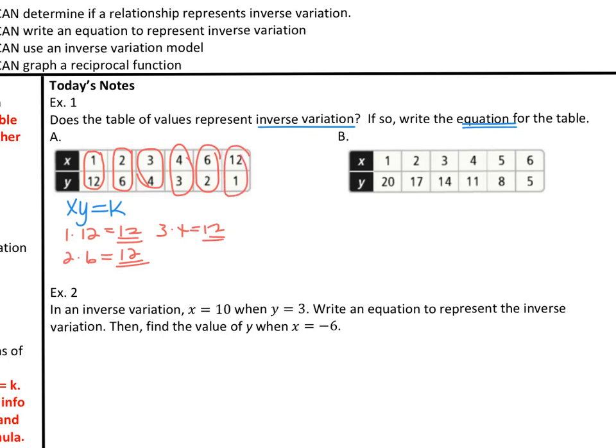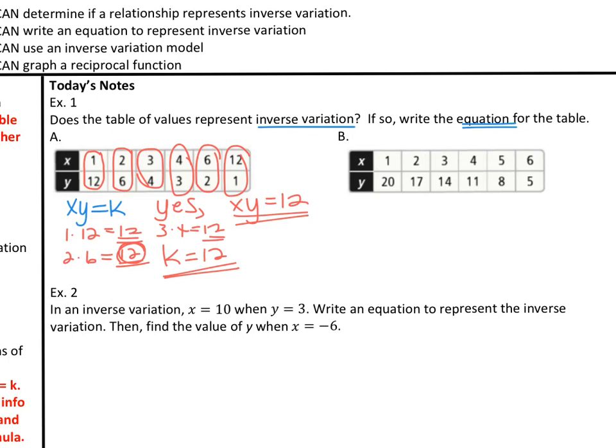Since the constant remained the same for all of their products, this does in fact represent inverse variation. So we would say yes. The constant is that product each time, so k equals 12. Therefore, the equation would be x times y, the product of the two variables, always is equal to that constant of 12. And that's how you can determine inverse variation when you have a table.